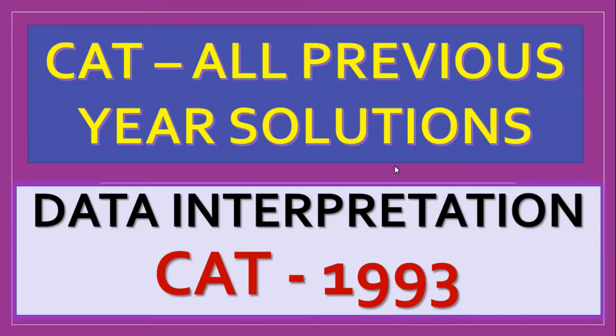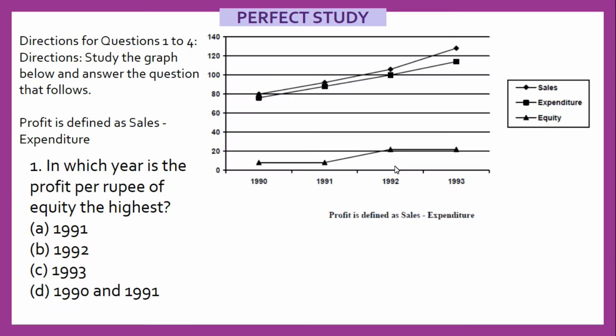In this video, we will begin the data interpretation questions of CAT 1993. So straight away, let's start with the first set. Directions for questions 1 to 4. Study the graph and answer the questions. Profit is defined as sales minus expenditure.